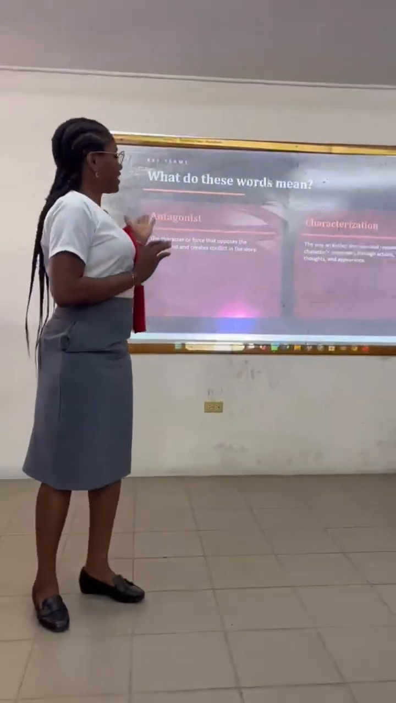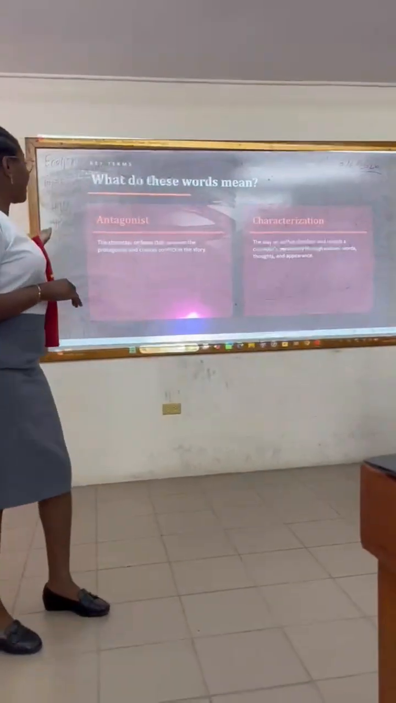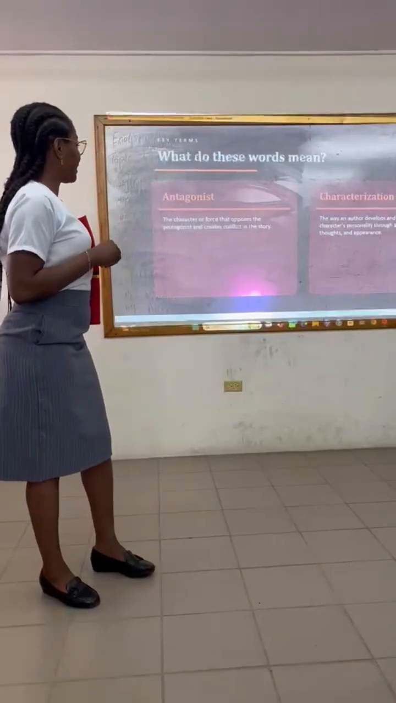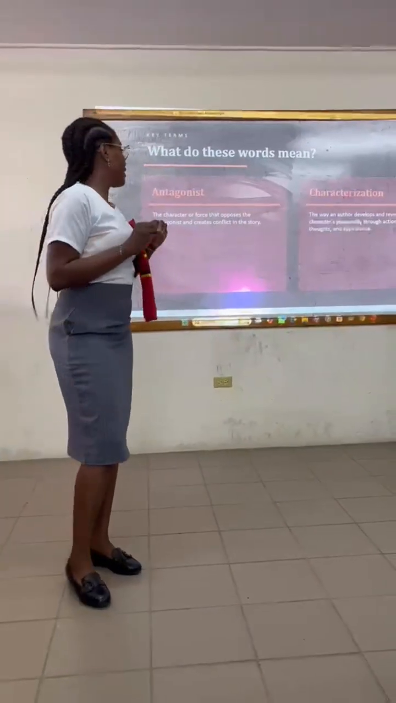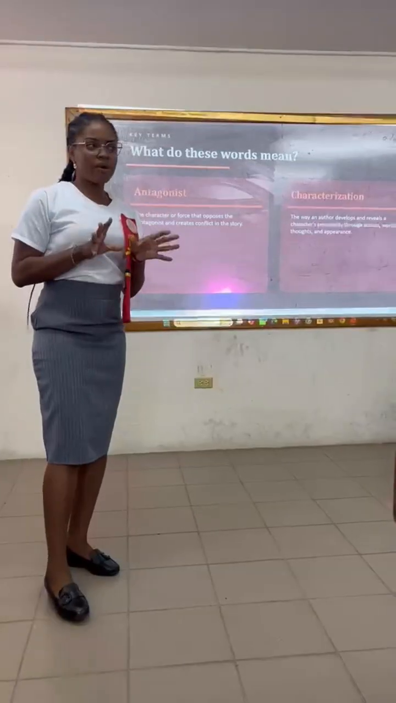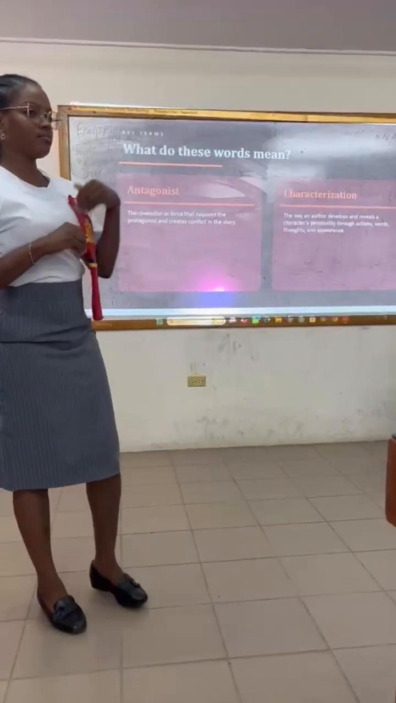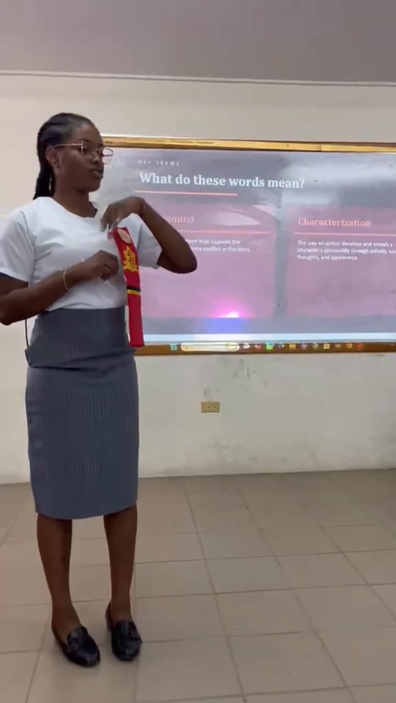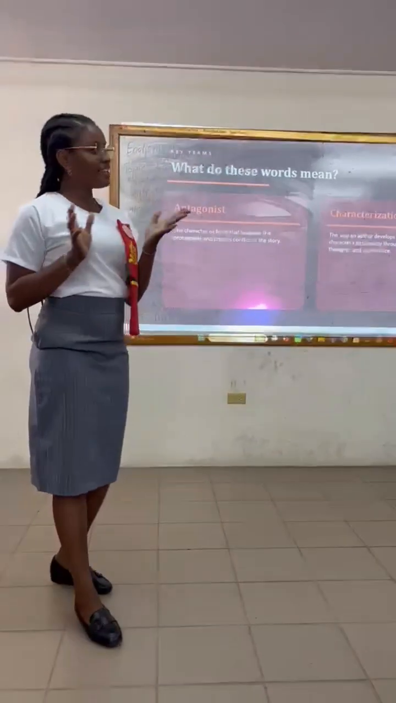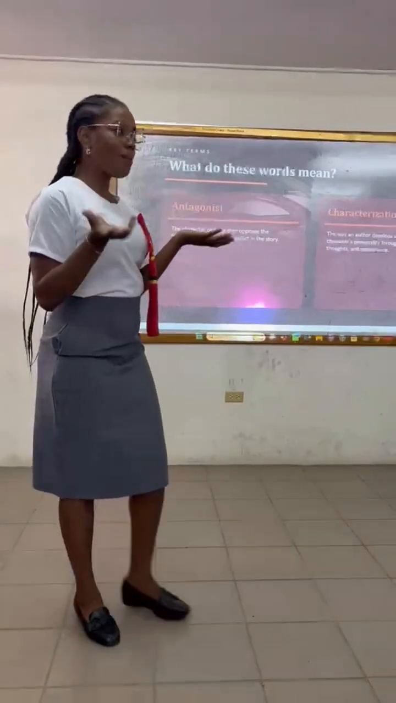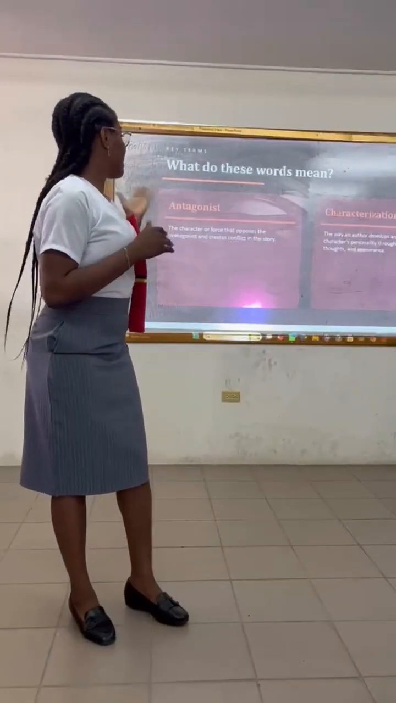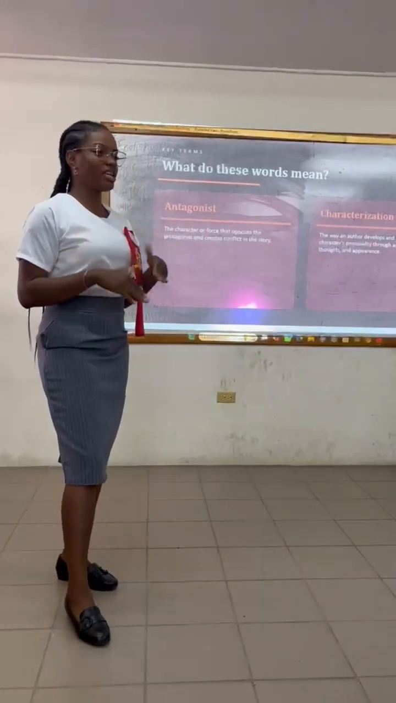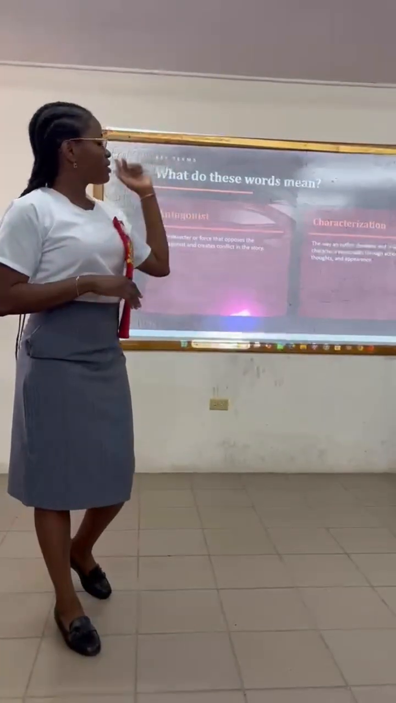Now, what is an antagonist? An antagonist is the character or force that opposes the protagonist and creates conflict in the story. Anybody remember what the protagonist is? The hero who drives the plot. Alright, so the antagonist is the opposite of the protagonist. The antagonist is like the villain, the person that spices up the story and makes it more interesting. Now, characterization.